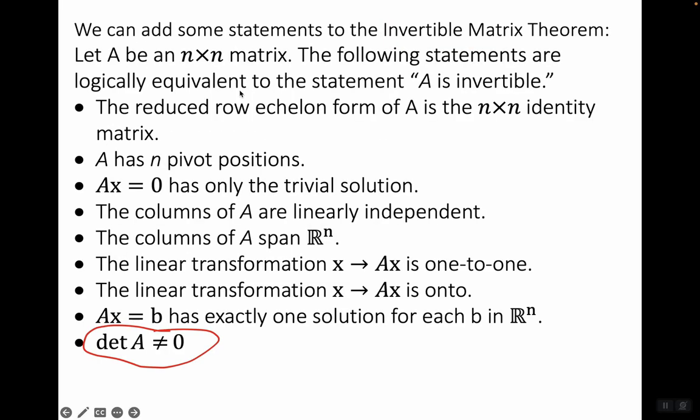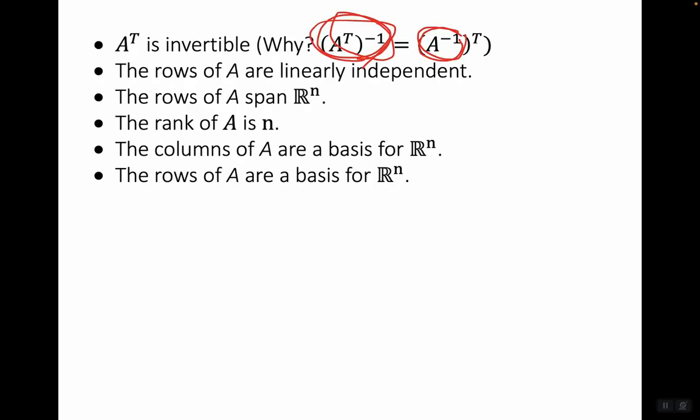The columns of A are going to span Rn if and only if the rows of A span Rn. That's going to be true if and only if the rank of A is n. And the columns of A are a basis for Rn. The rows of A are a basis for Rn. Those are other statements we can add. It's in the invertible matrix theorem.